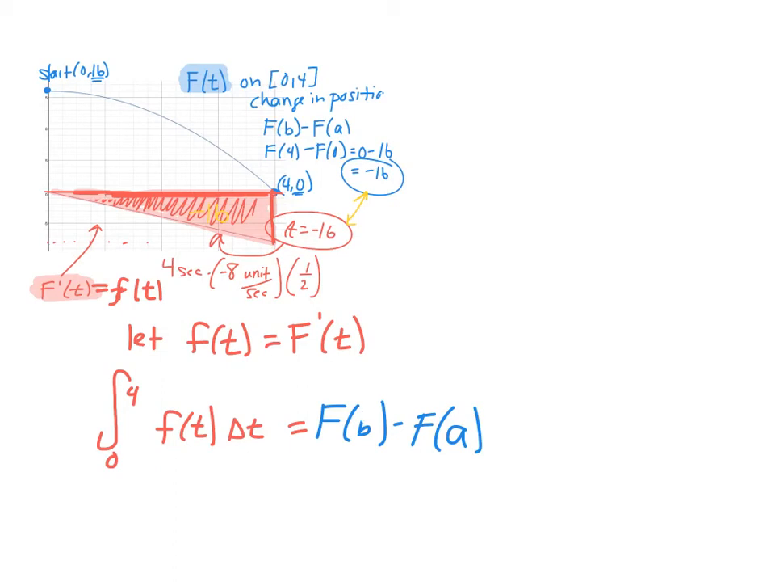So in other words, specifically, if we integrated from 0 to 4, what we did before was we took F of 4 and we minused F of 0. And we saw that these things were always the same. It always gave us negative 16. So in general, this brings us to the fundamental theorem of calculus.